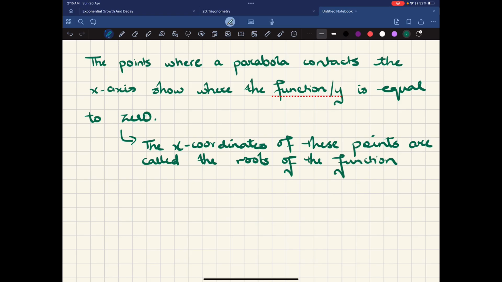Okay, so the word roots is also very important. You need to keep that in mind. Okay, roots are basically the values of x for which y is equal to 0. So it finds the x-intercepts.